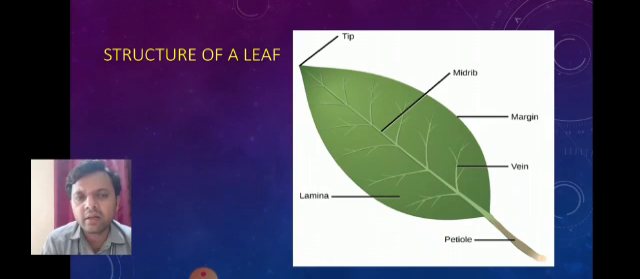Then the end part of a leaf is called the tip. We can say the tip of the leaf, the end pointed part. And last but not least, the structure at the last part is called the margin. The margin of a leaf is where the leaf ends. This is the structure of a leaf.